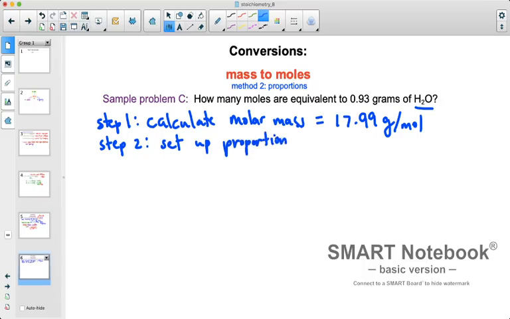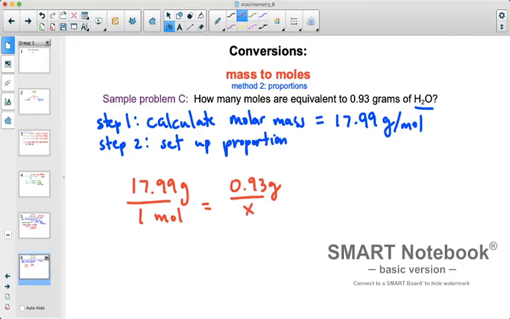All right? When we set up a proportion, we think about what we have. So in this case, we're going to have 17.99 grams is equivalent to 1 mole. But my problem, I'm given 0.93 grams, and I don't know how many moles that happens to be.